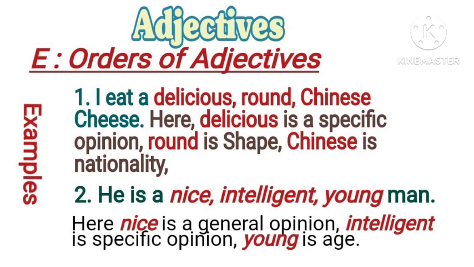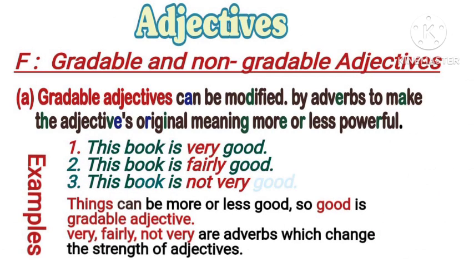Now here are examples of order of adjectives. 1. I eat a delicious round Chinese cheese. Here, delicious is a specific opinion, round is shape, Chinese is nationality. 2. He is a nice, intelligent young man. Here, nice is a general opinion that comes before the specific opinion, that is intelligent.